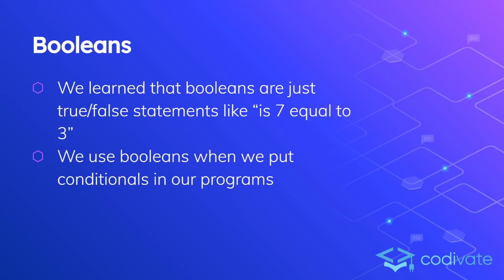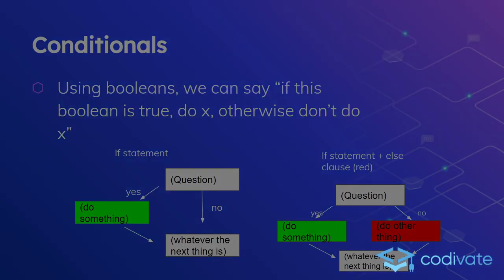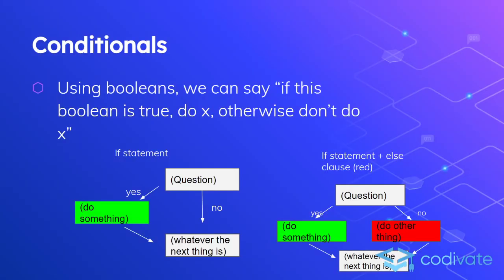For example, is 7 equal to 3 is what we would put in our Boolean block, our green hexagon thing, and it would give us yes or no, true or false. And then we put those in our conditionals, and that is how we get our program to do one thing when the Boolean is true, and another thing when the Boolean is false. Like this. We use these decision trees to visualize how the program decides what it's going to do.